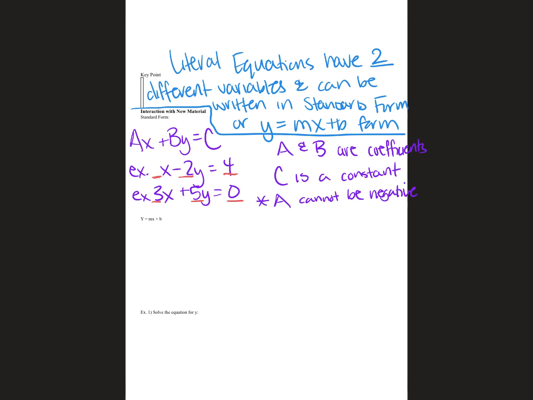What is y equals mx plus b form? Well, let me give you an example of what it looks like. You could have y equals 1/2 x minus 3. Or you could simply have y equals 2x. These are both written in y equals mx plus b form. And so here's what you want to understand about this formula. In this formula, x and y stand for an ordered pair. So x and y are an ordered pair.